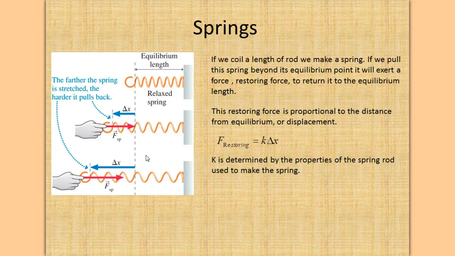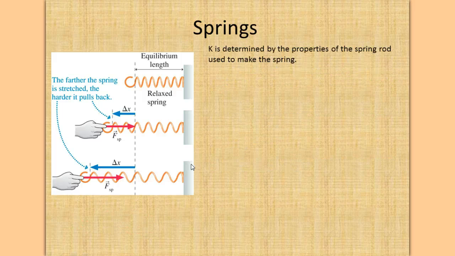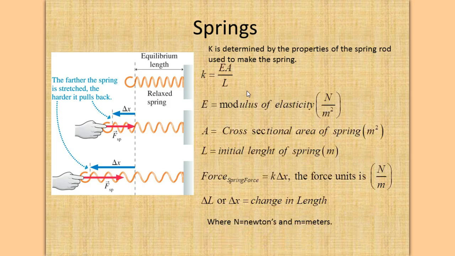k is determined by the properties of the spring rod used to make the spring. k is equal to E times A divided by L. E is called the modulus of elasticity of the metal used to make the spring, and the units on E are newtons per square meter. A is equal to the cross-sectional area of the spring in square meters. L is equal to the initial length of the spring in meters.